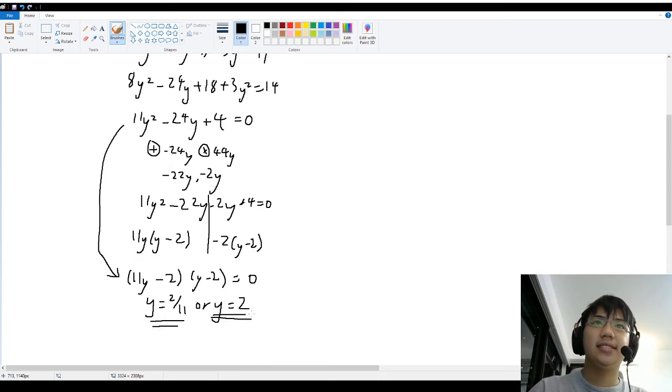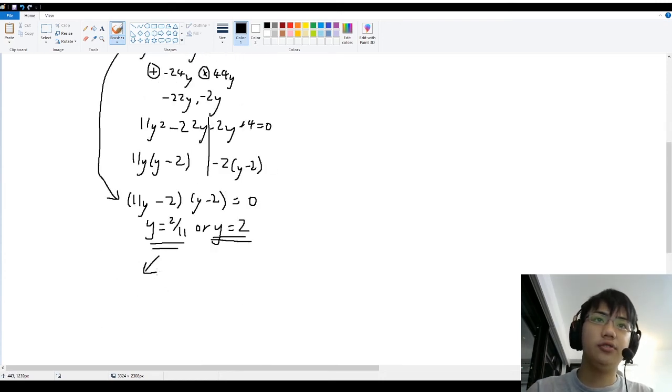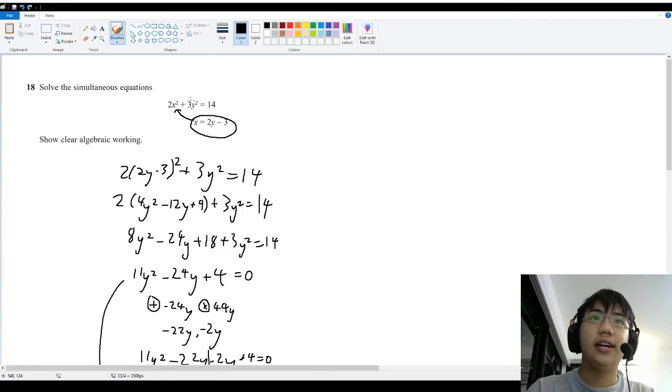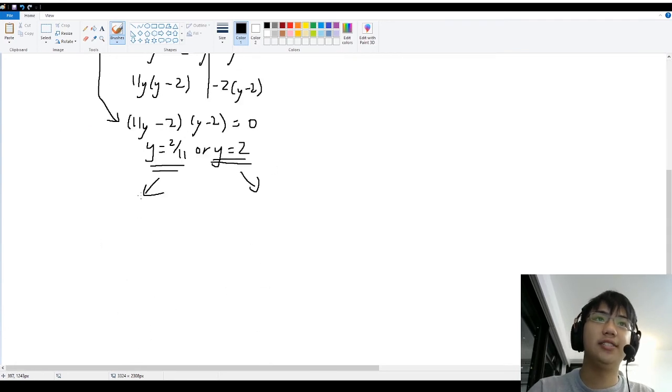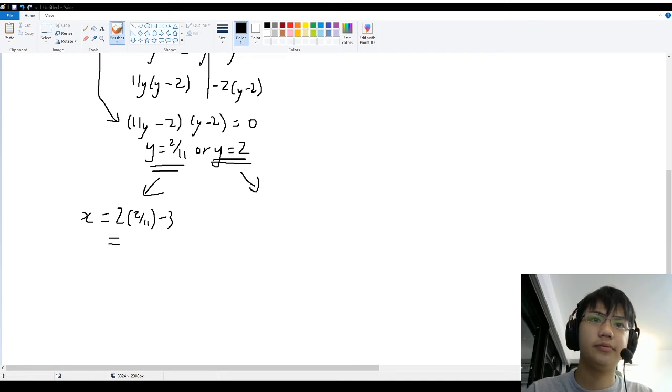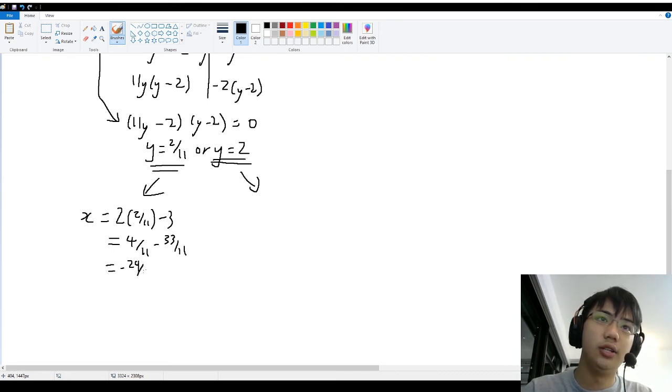As for x, for y equals 2 over 11, x equals 2y minus 3. So x equals 4 over 11 minus 3, which equals 4 over 11 minus 33 over 11, which equals negative 29 over 11.